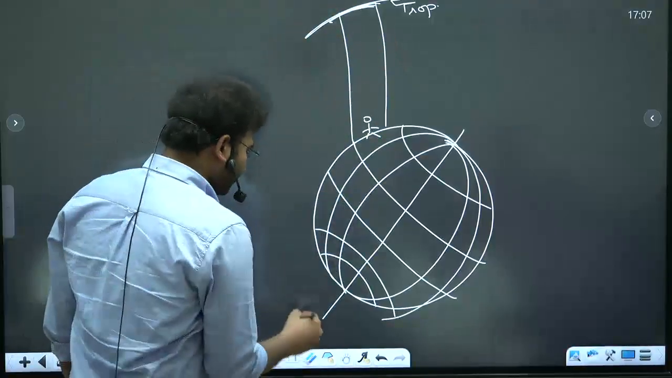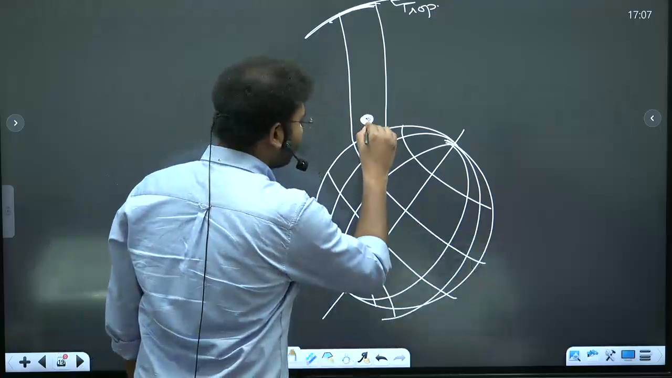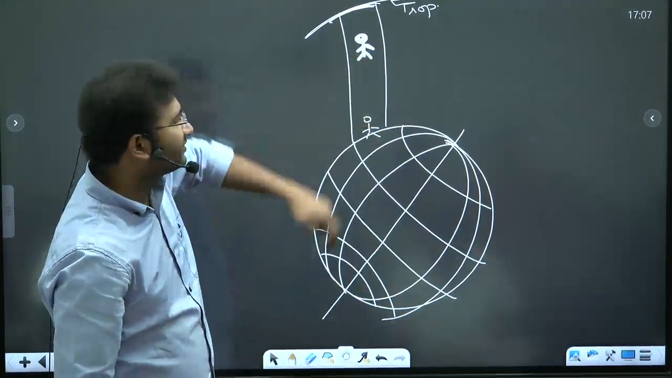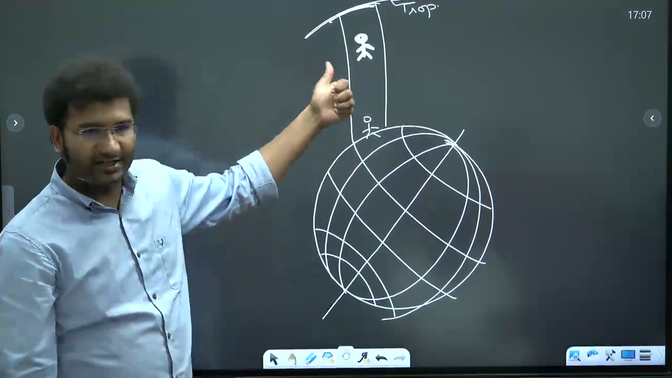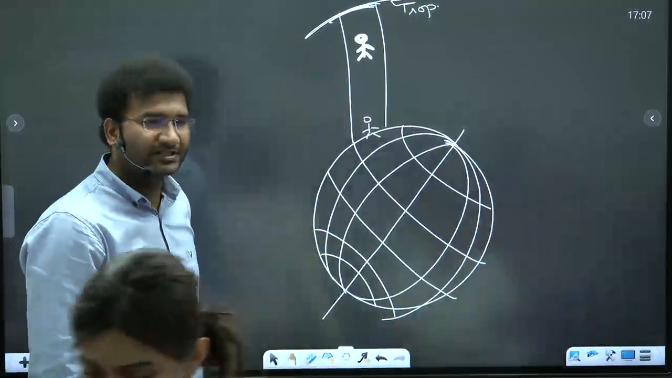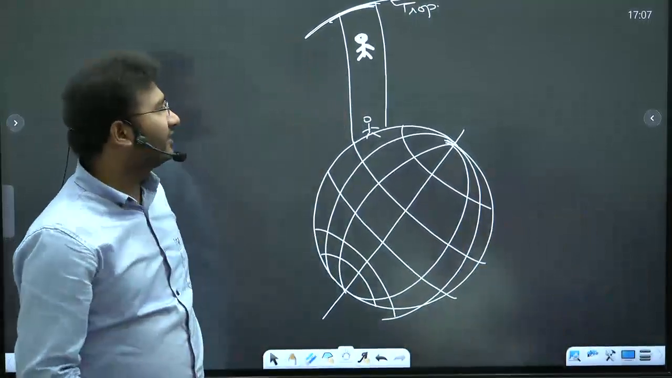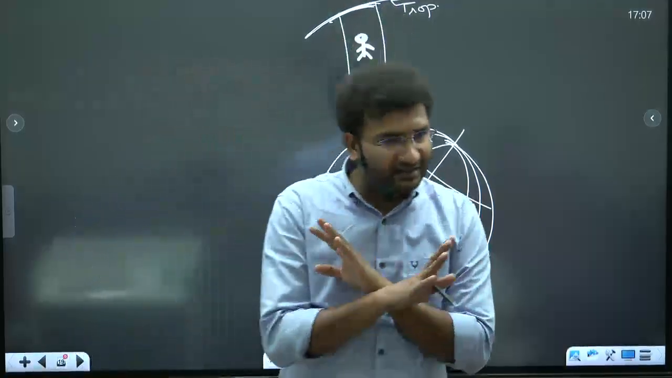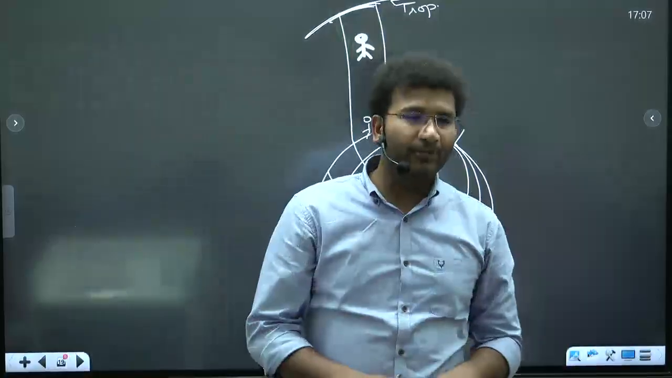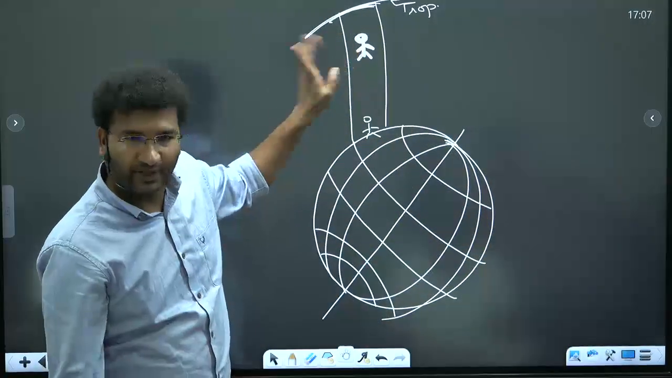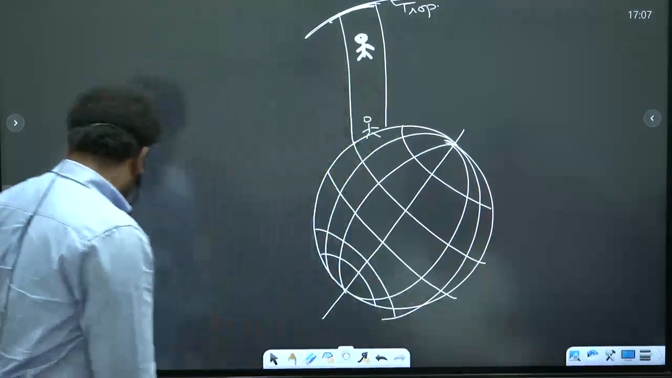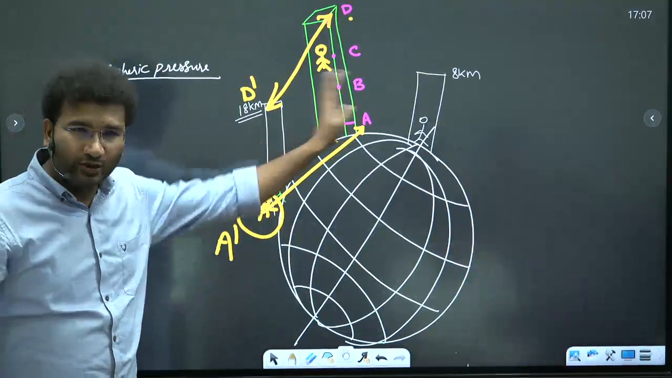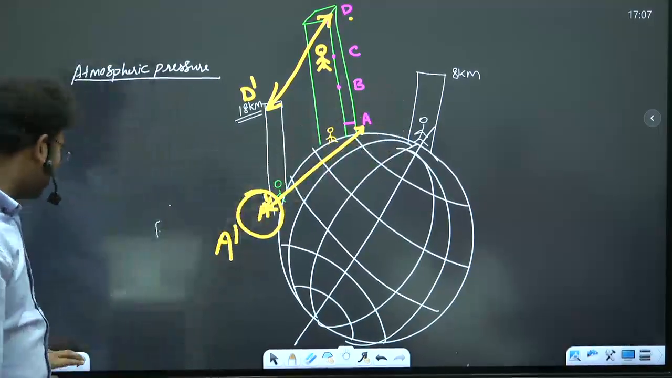Now if I move the same person to higher heights in the atmosphere, will they experience more pressure or less pressure? Less pressure, right? So vertically, as you go higher into the atmosphere, you experience low pressure. This is what vertical pressure is. On the other side, when I take two different columns, that is what vertical pressure is.